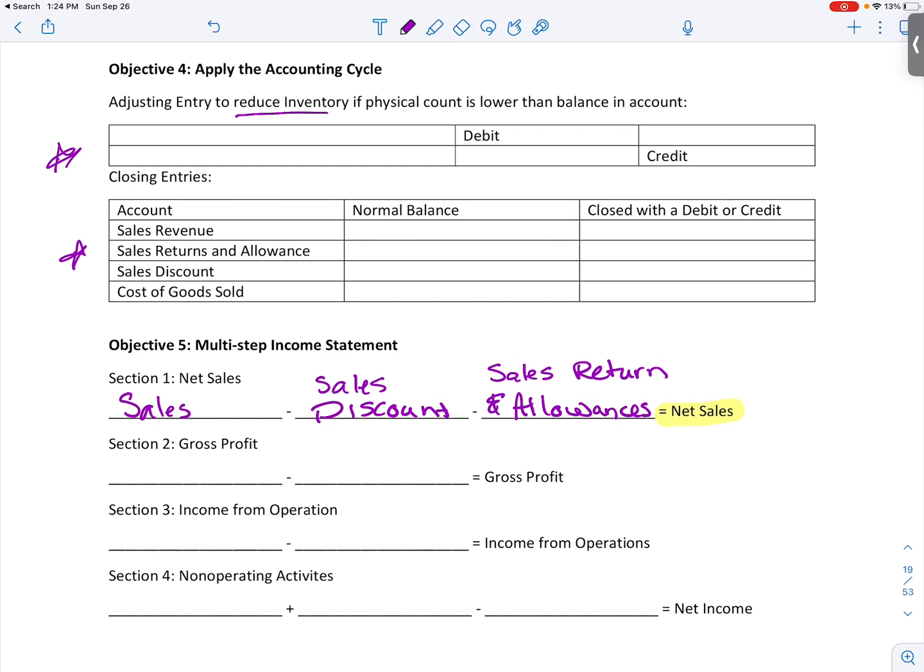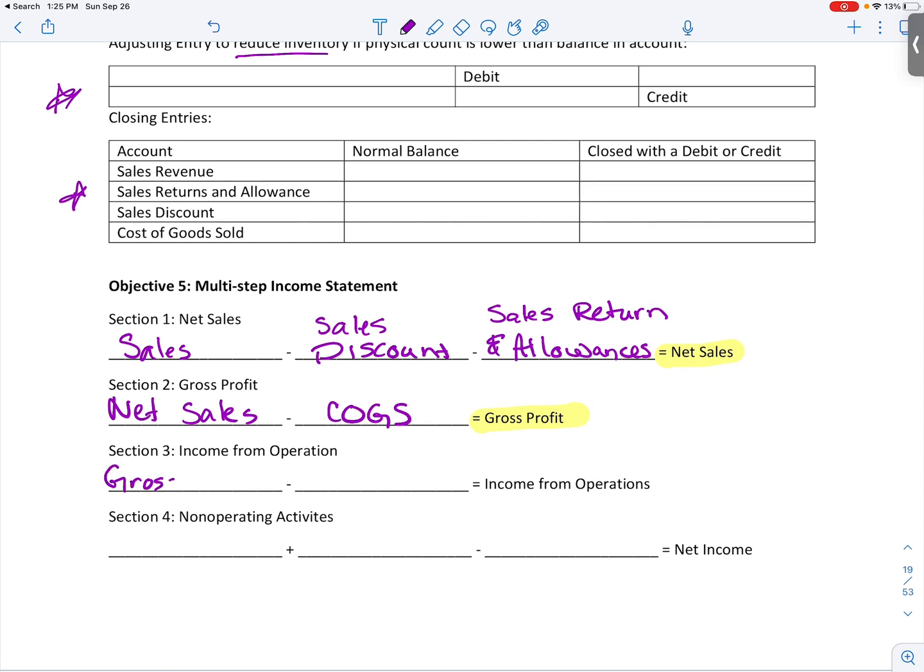Your next section in your income statement would be to take that net sales, subtract out that cost of goods sold, and that's going to equal your gross profit. Again, your gross profit is just telling you how much you're making just on that inventory you sold. From gross profit, we're going to subtract out our operating expenses to give us our income from operations. And a lot of your test questions are going to ask you, what is my gross profit? So it's good to know what goes into each of these individual items.